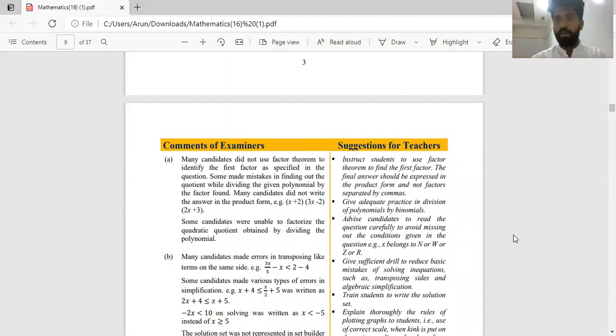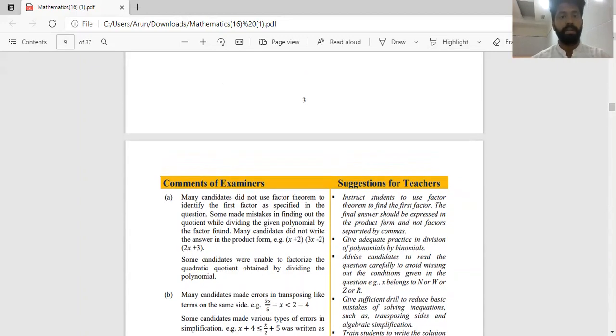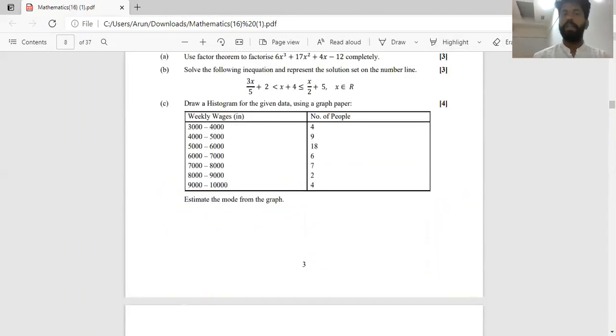Whichever method you follow, whether it is long division or synthetic division method, you have to give yourself adequate practice, and then you would be completely ready to go and solve this question in the examination, because remainder and factor theorem is a very, very scoring chapter in your board examination.